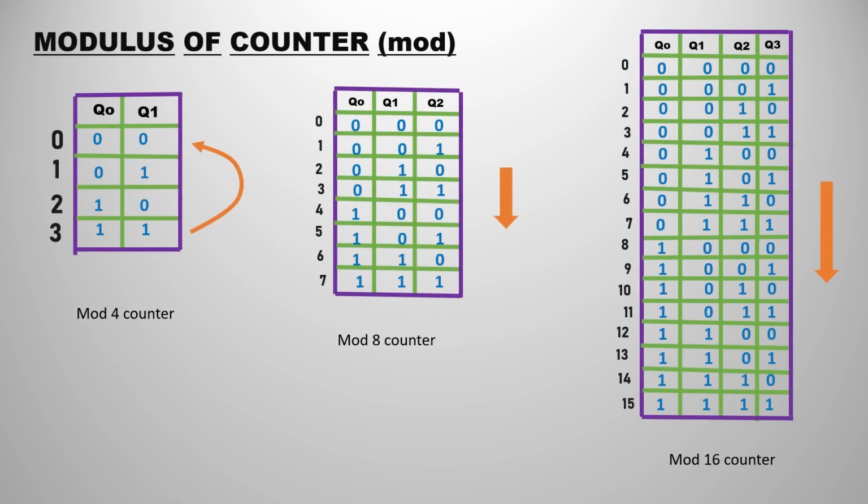This is the thing that I am talking about. The first one starts at 0, ends at 3, and again goes to 0. The next one starts at 0, ends at 7, again going to 0. The next one starts at 0, ends at 15, and again goes to 0. So these are the mod 4, mod 8 and mod 16 counters.